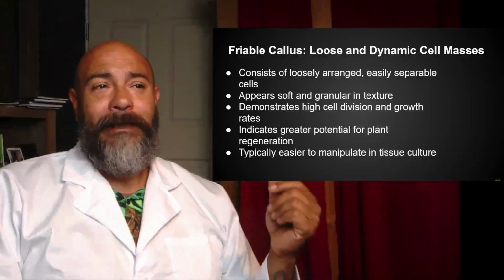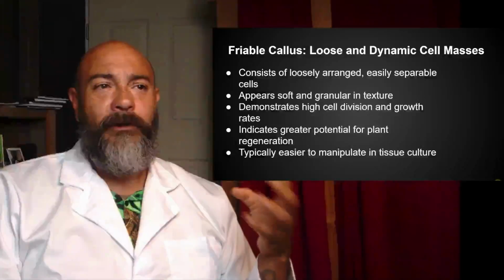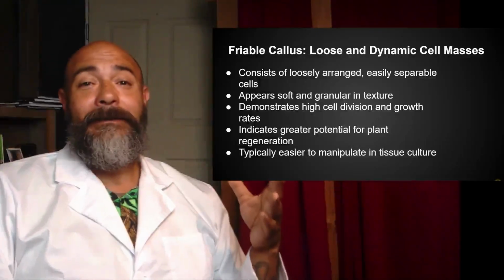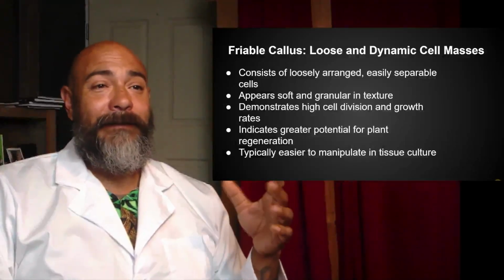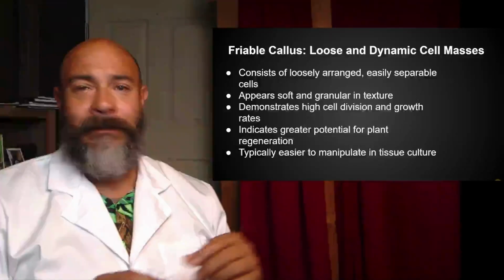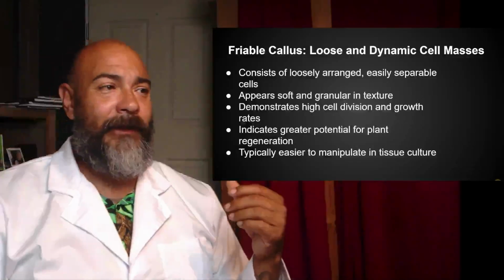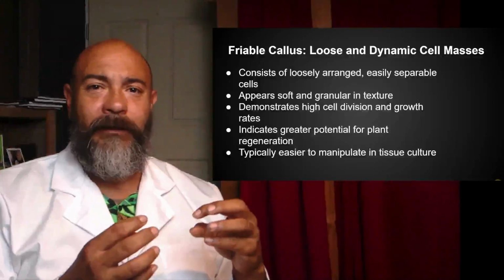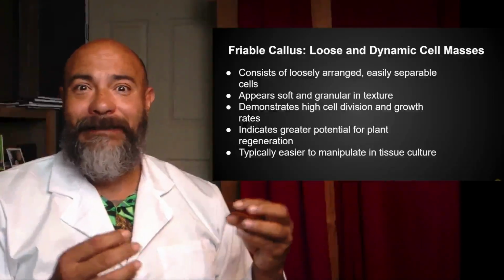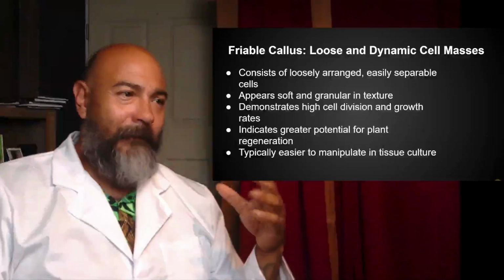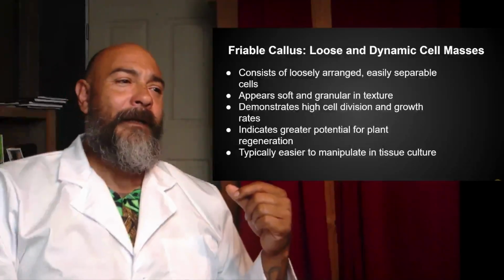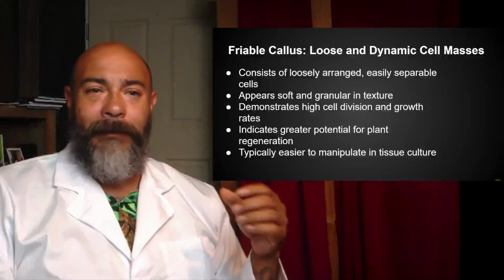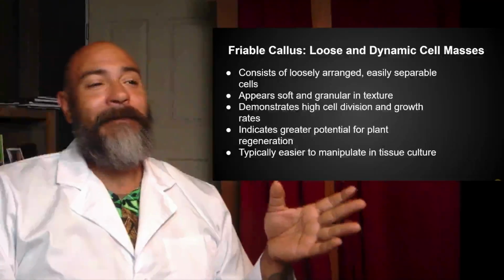As far as friable callus, this is your more loose and earwaxy looking material, and it is highly reactive. All right, this is the one that's easy to just pull apart. It's easy to separate. You don't even necessarily have to cut it. It appears soft and granular, almost like little clumps of sand, or the kinetic sand, clumped up together. It basically looks a lot like that.